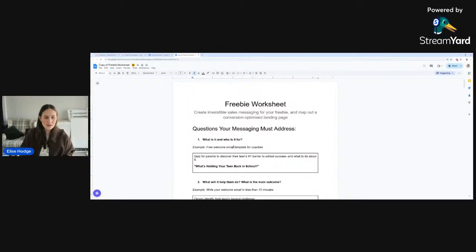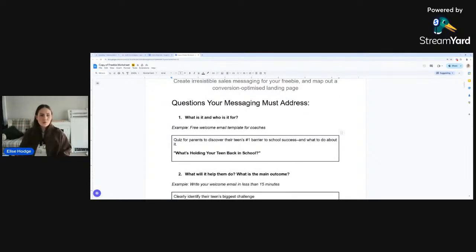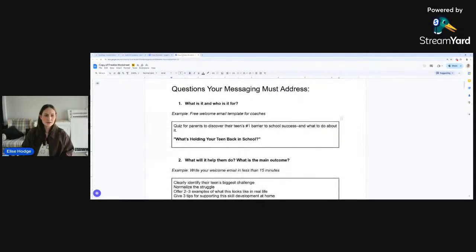All right, let's start here and look at our freebie worksheet. First of all, we've got what is it and who is it for? You'll see here that I had an example, which you can see. The point of this is it's meant to be quite short and to the point of what this is. It's not the promise or the outcome. It's specifically what it is.